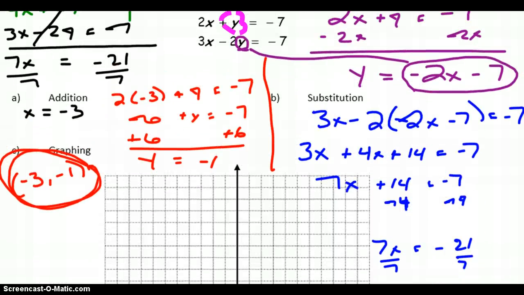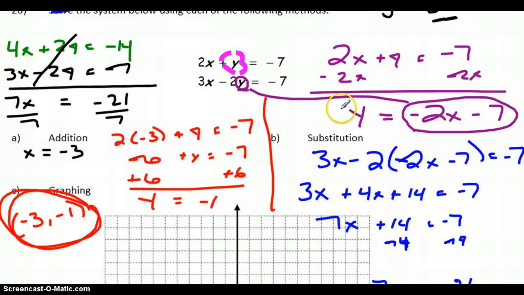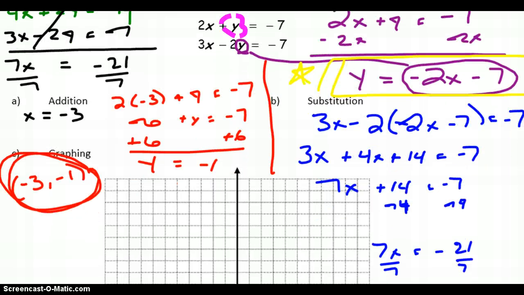Okay. Now I want to do it by graphing to really see what this answer is. To use graphing, I need to solve for y in both equations. I've already solved for y in the top equation, so I'm not going to do that again. Y is solved for. So in one of the equations, y equals negative 2x minus 7. I'm going to need to solve for y in the other equation. In the other equation, we knew that 3x minus 2y equals negative 7.